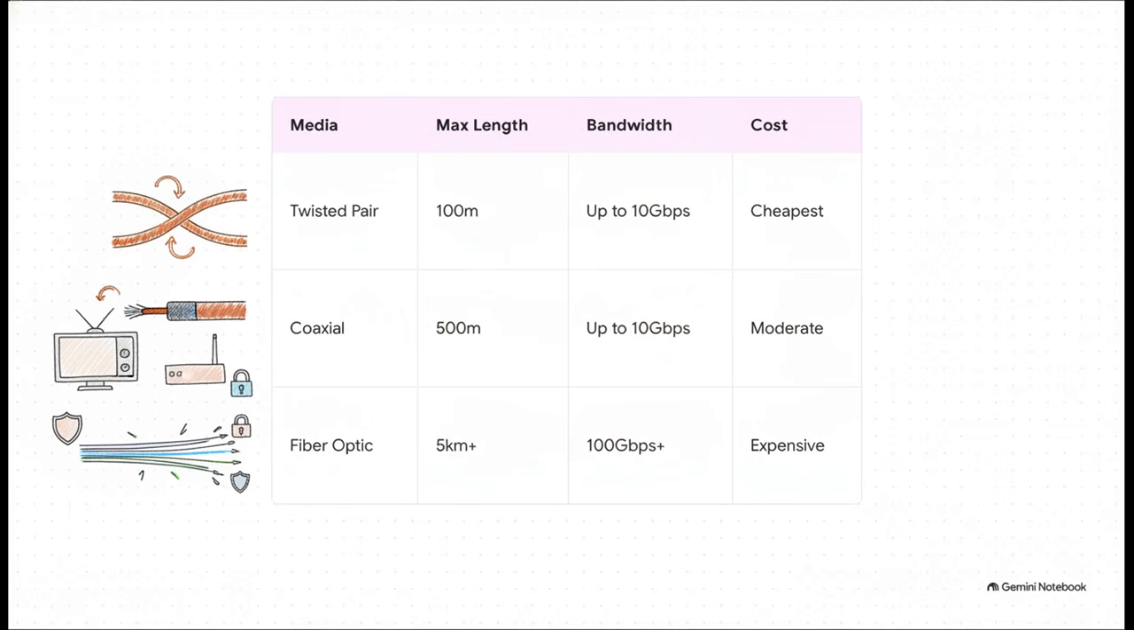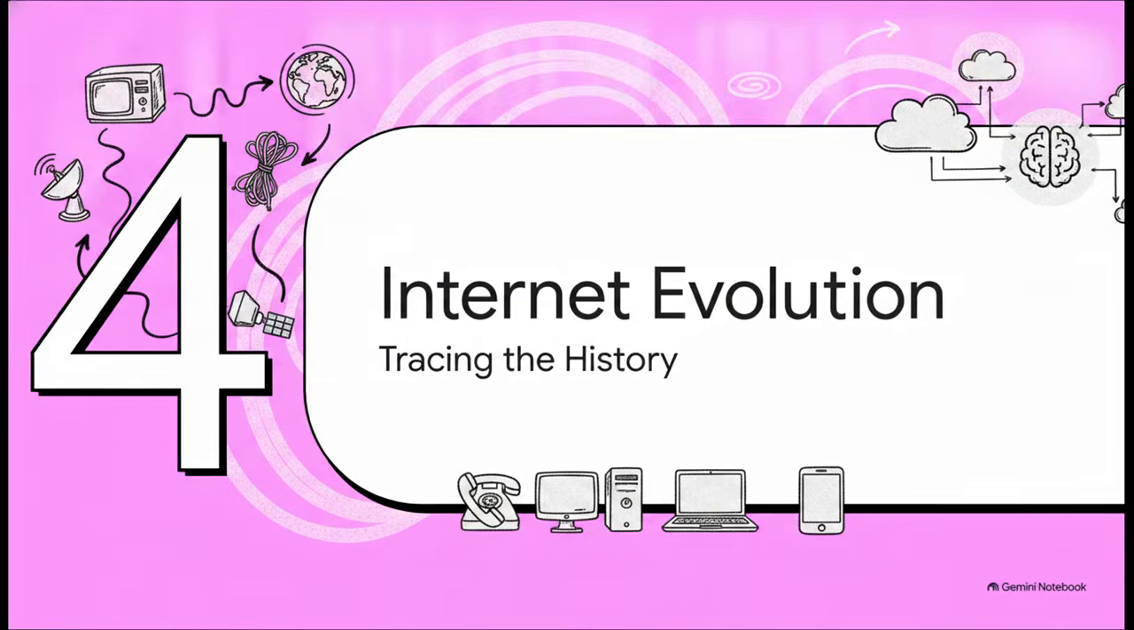This stuff transmits data as literal pulses of light through microscopic strands of glass. It is completely immune to electrical interference, it's highly secure, and it supports insane bandwidths of over 100 gigabits per second. You are, quite literally, communicating at the speed of light. Which brings us to Part 4, Evolution of the Internet.